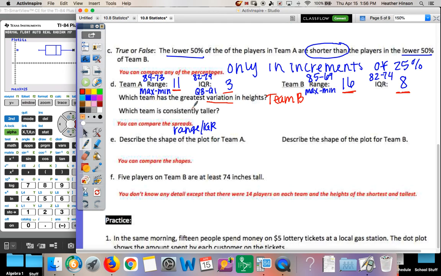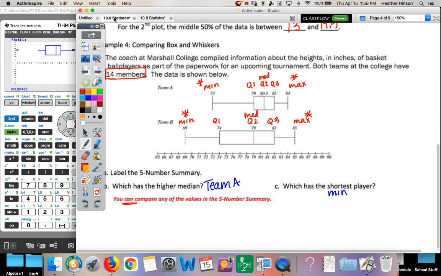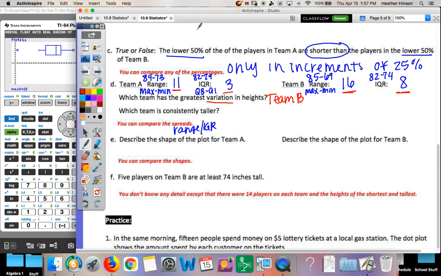Okay, which team is consistently taller? So if we go back to this, if you look at the tallness, you can look at the box, the max, all of that. This box stands a lot taller than B, because B goes all the way down to 74, and this one only goes to 79. They both stop at the same place. They're both at 82, but overall, A is taller than this 74 that B goes down to. So it's definitely Team A.